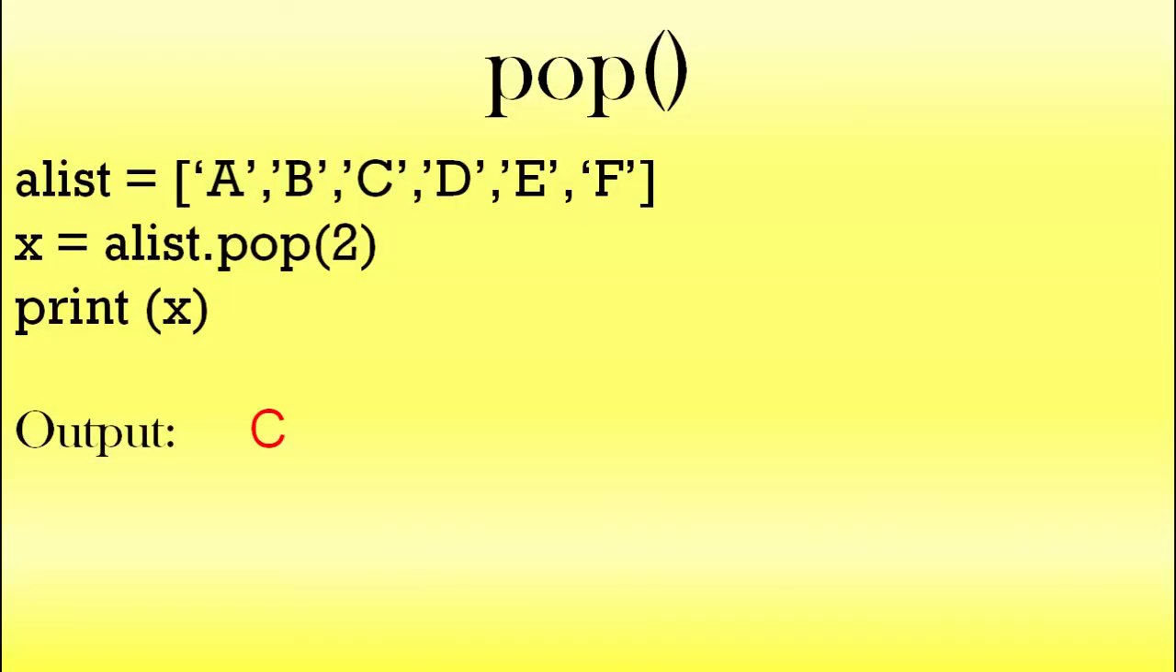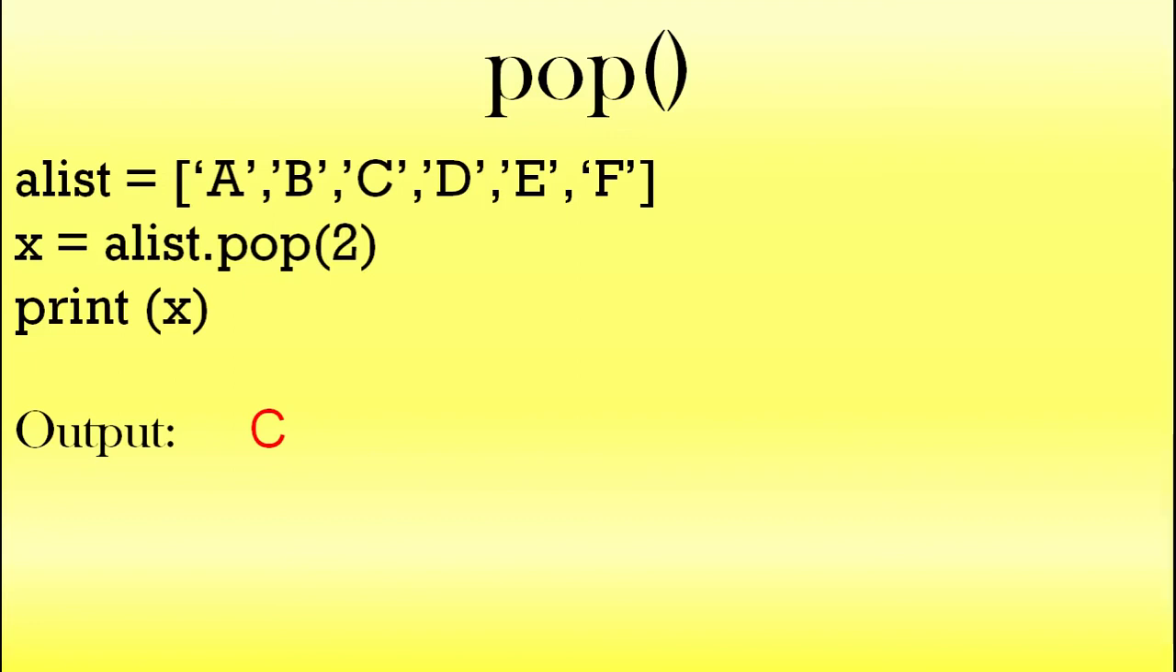Pop is quite similar. We can pop this, meaning taking out, and here we take out the element in the position, the index 2, which is C. So that prints, not the list, but what we've popped out, which is the letter C.